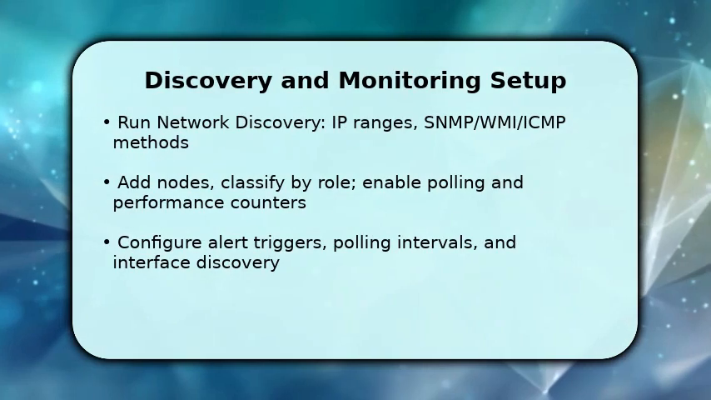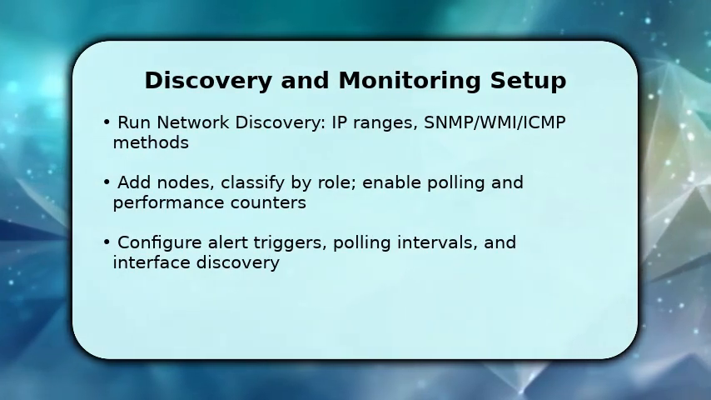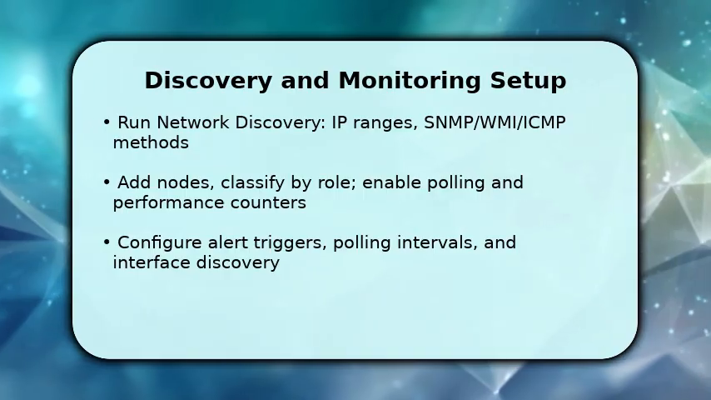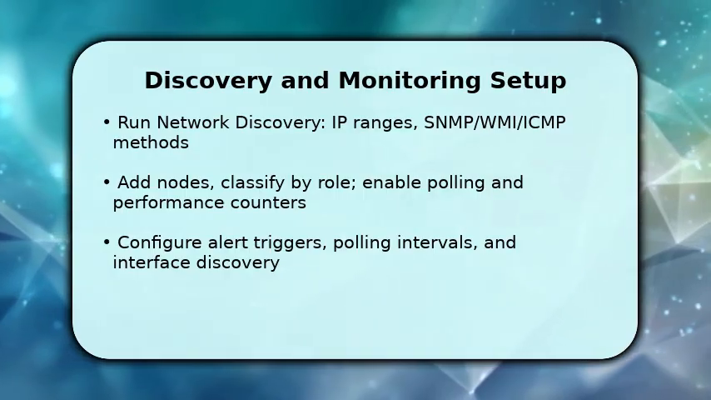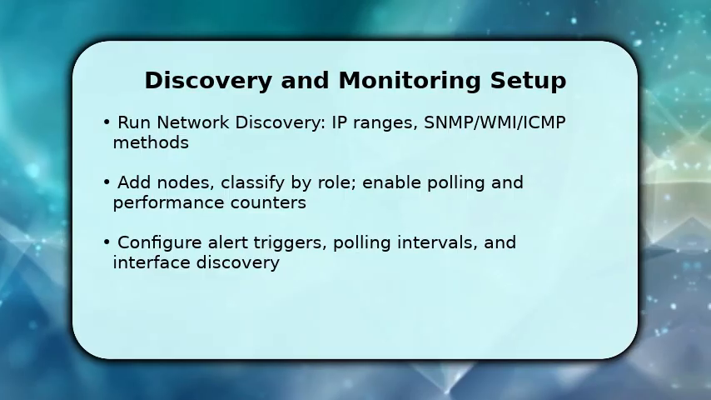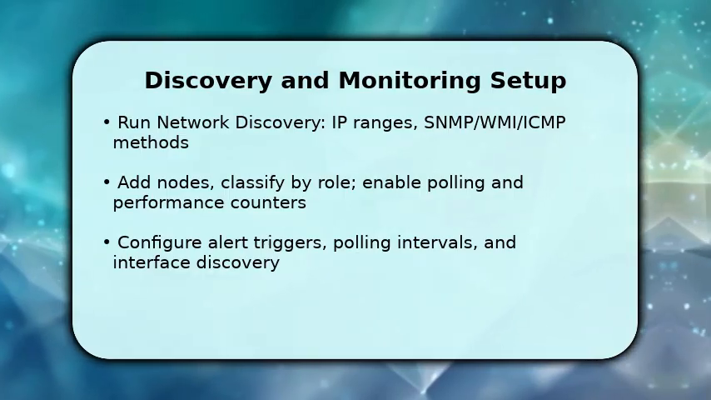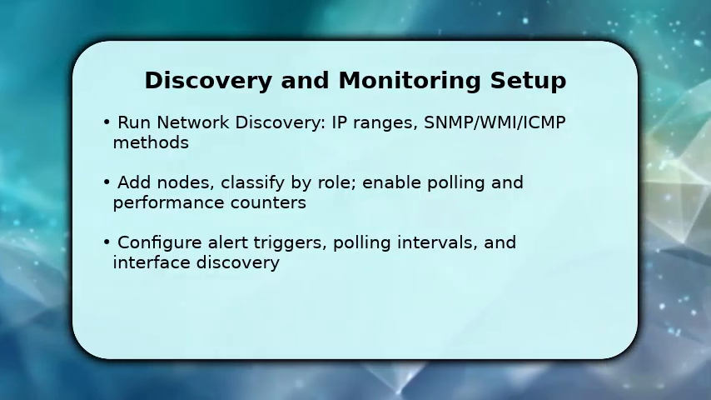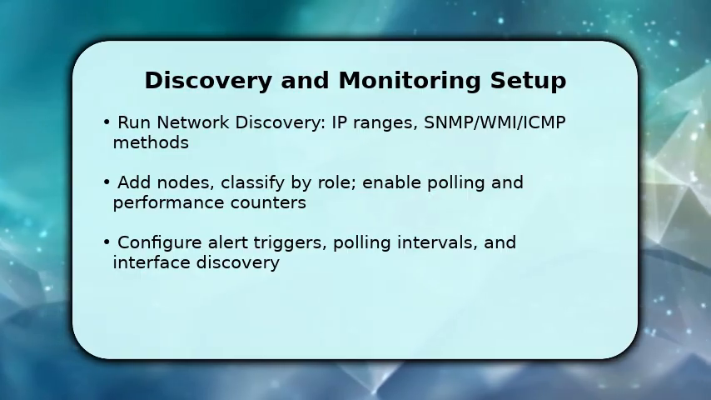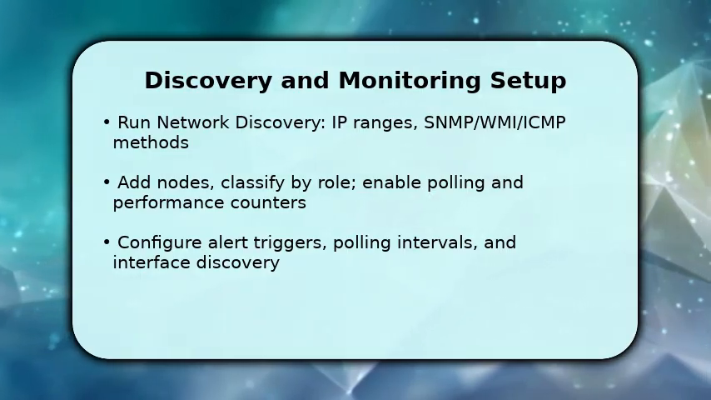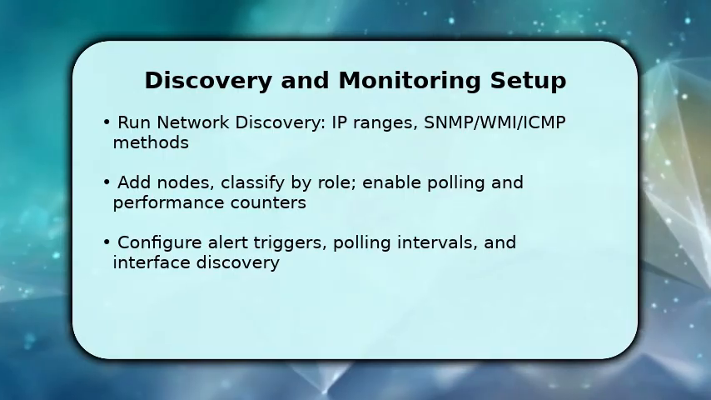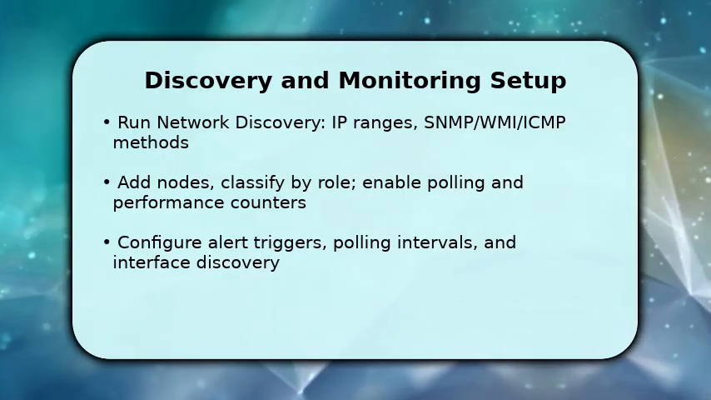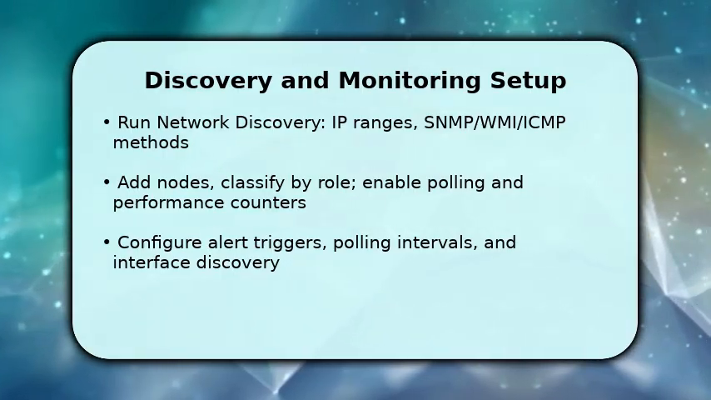You now perform discovery and shape monitoring. Run network discovery against defined IP ranges using SNMP for network gear and WMI or agentless methods for servers. As devices appear, add nodes and tag them by role to simplify views and reporting. Enable interface discovery and choose relevant performance counters so pollers gather useful metrics.